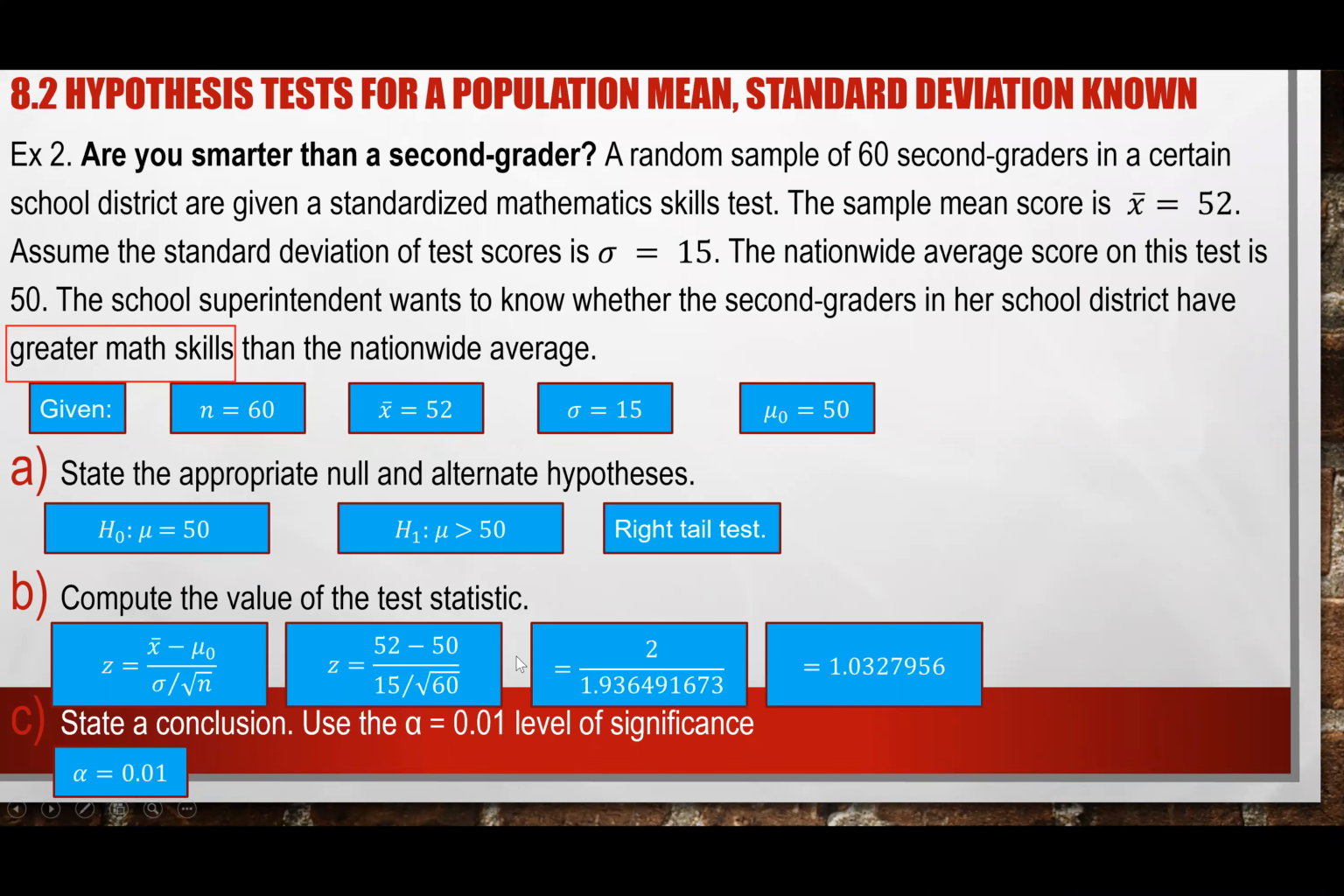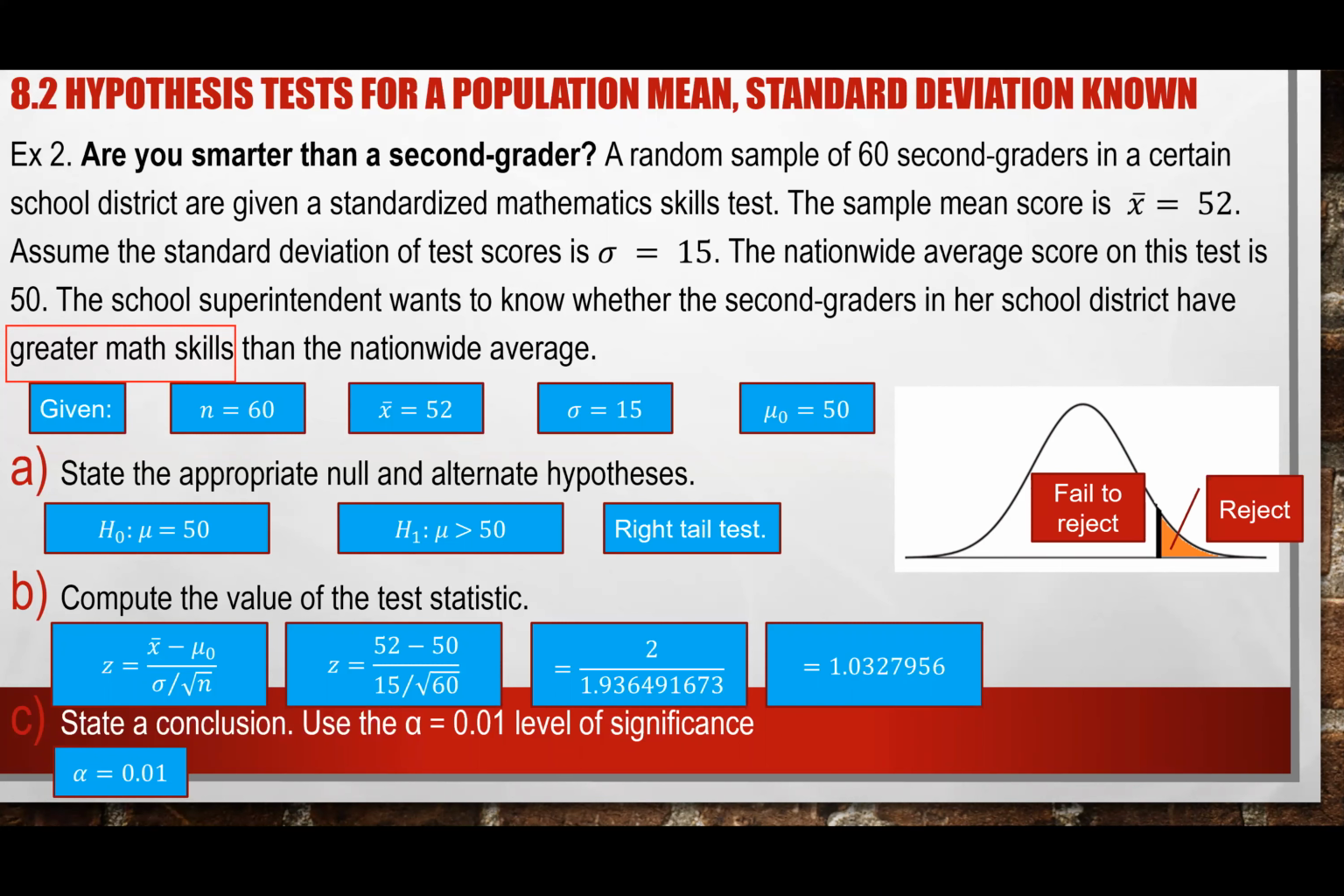Does it fall under the reject region or the fail to reject region? In order to know that, let's sketch it out. This is my boundary. It doesn't matter where you put the line. With this boundary, we know that this is the fail to reject region, and this is the reject region, since it's a right tail test.